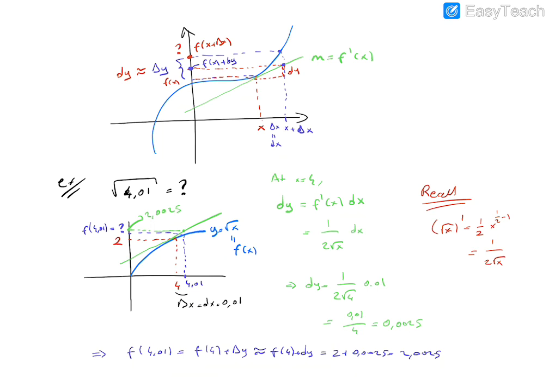So actually, what is the exact value of the square root of 4.01? Is that one the exact value? Okay, let's write the exact value. The exact value by using a calculator is 2.002498, and so on. As you see, this is the approximate value, this is the exact value. So these are very close. So we use the differential to approximate some values.